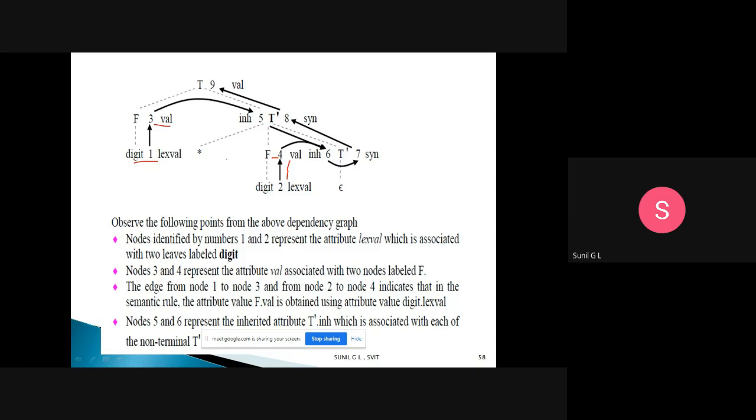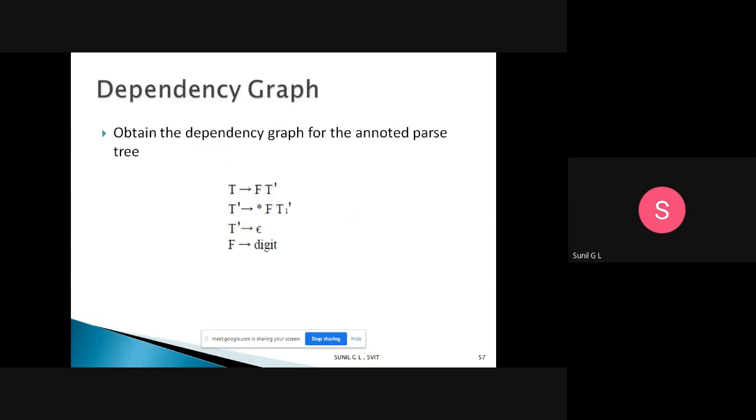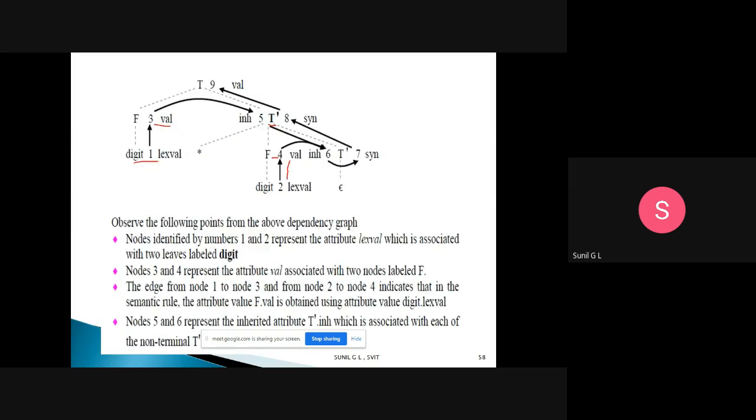Then after that, the value of node 3 is passing to T'. This F.val is passing its value to the inherited attribute of T'. Using the grammar T tends to F T', this inherited attribute was discussed earlier, so the F value is copied to T'. Then after that we are multiplying that 3 star 2, so this value will be multiplied with this 2.